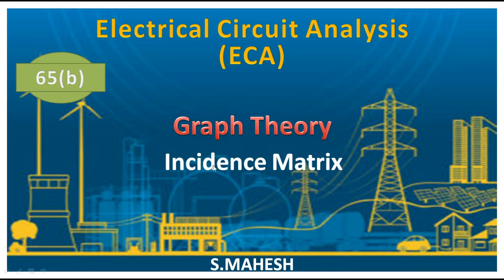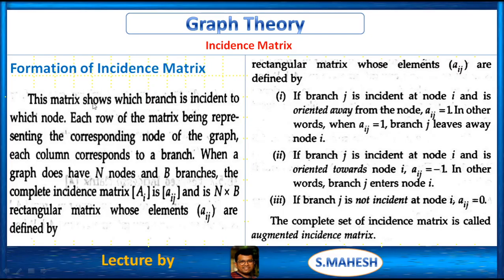Hello everyone. Now we have to discuss the incidence matrix. First we have to discuss how we can get the incidence matrix from the given graph. This matrix shows which branch is incident to which node, which gives the information about which branch is incident to that particular node.